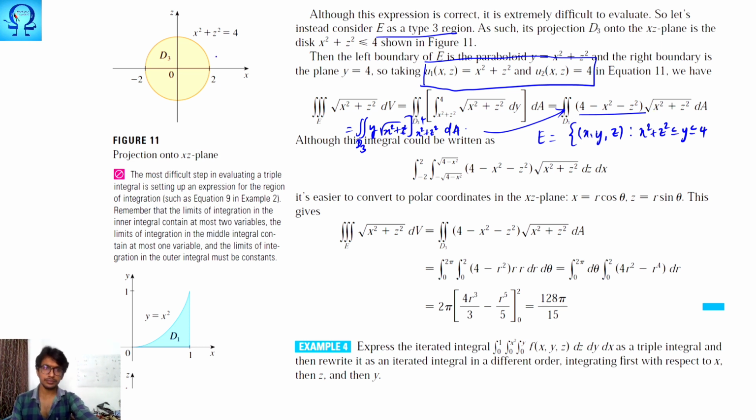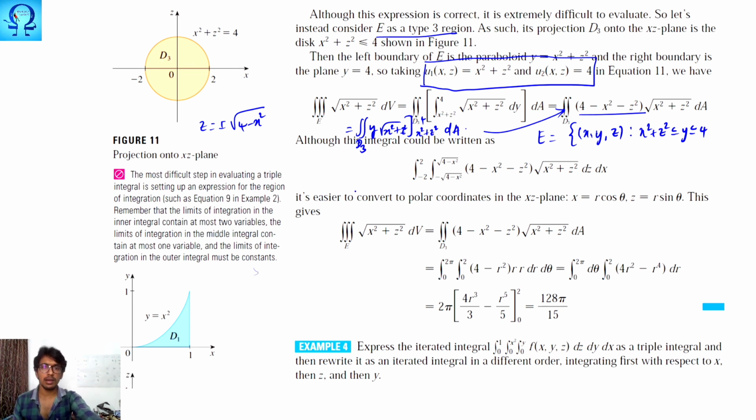Now you have plotted this like this. So your x is varying from -2 to 2, and z is varying from plus or minus the square root of 4 minus x square. Again, this is troublesome. This is a circular region. It would be better if we convert this to polar coordinates.